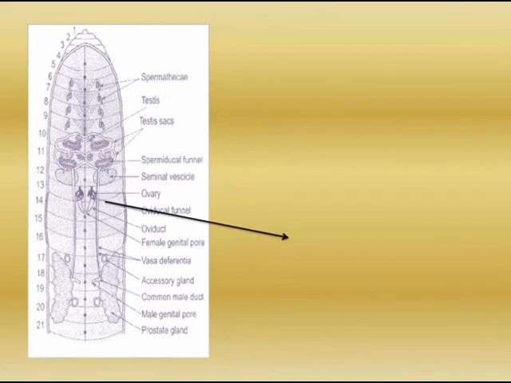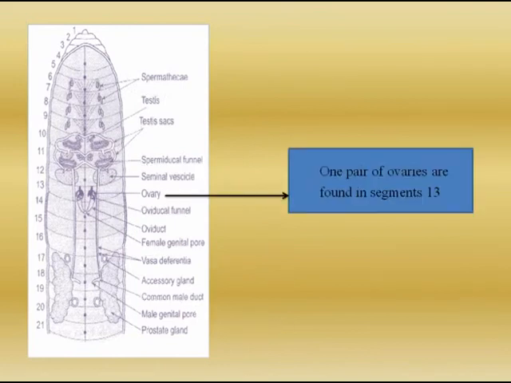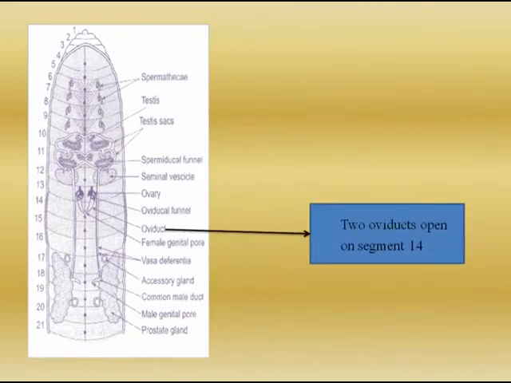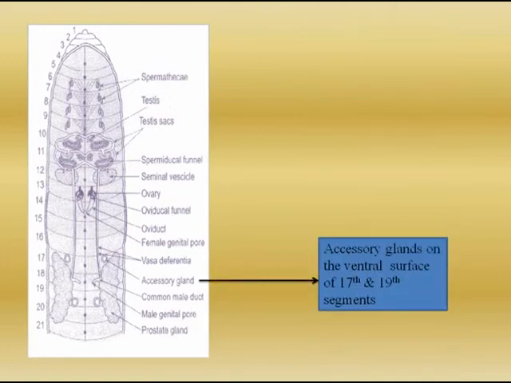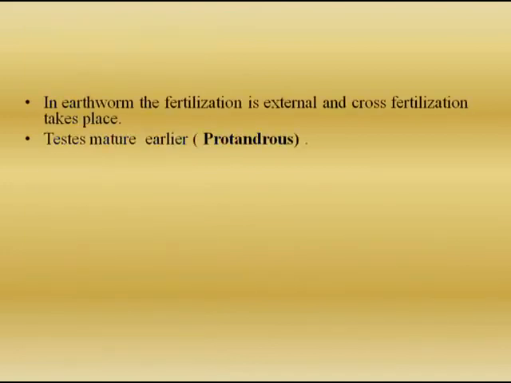These are one pair of ovaries on segment 13, oviduct on segment 14. When eggs are made, they are stored in the oviduct. Accessory gland present on 17th and 19th segment and also in ventral surface of the earthworm. Secretion of accessory gland probably helps in uniting the two worms during copulation. So, in earthworm, the fertilization is external and cross-fertilization takes place. Testes mature earlier and this is called protandrous.